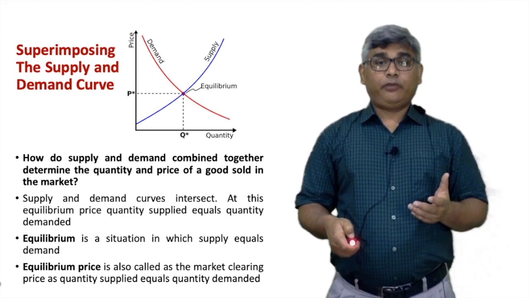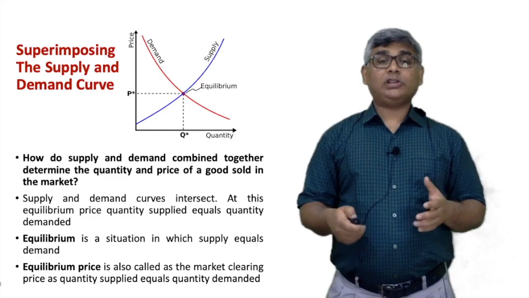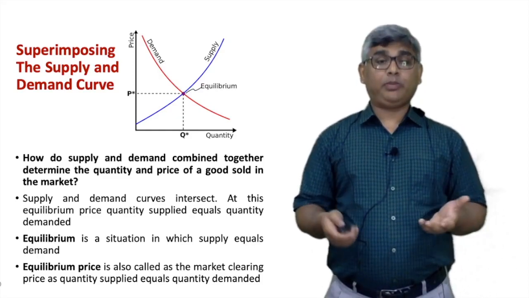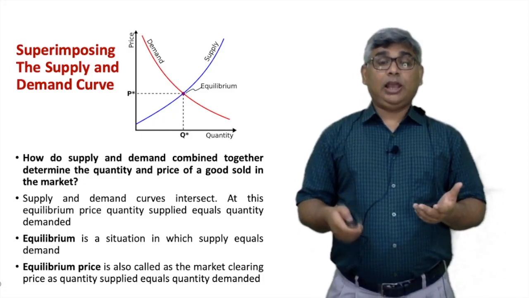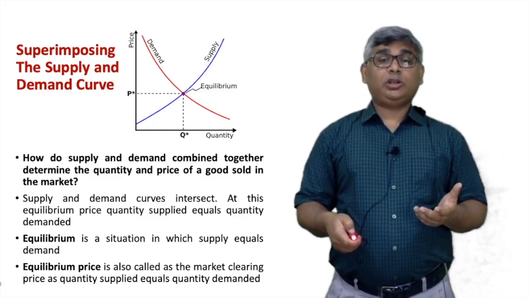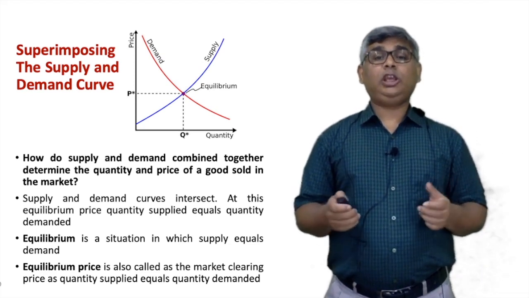And for this equilibrium point, we have a price which we call the equilibrium price. Sometimes it is also called a market clearing price. This is the price at which the quantities demanded and supplied are both equal.